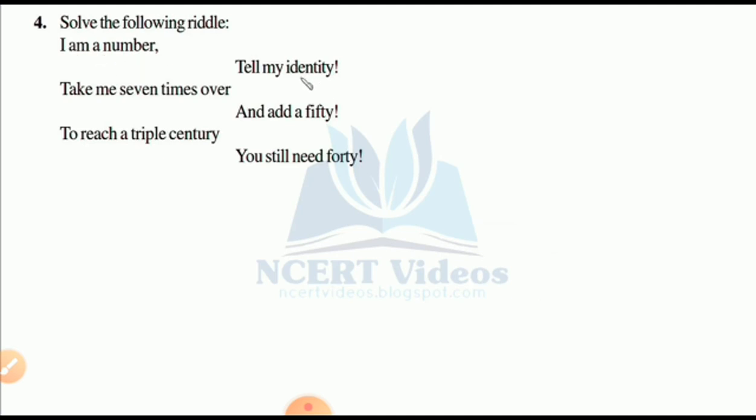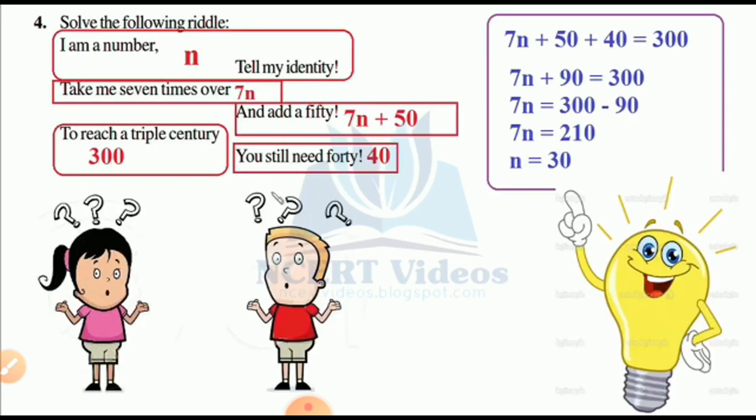Question number 4, last question and very easy. Puzzle. Yes. I am a number. Tell my identity. Take me 7 times over and add 50. To reach a triple century, you still need 40. Ha ha. Very good student. I am a number. Take n. Take 7 times, 7n. Add 50. 7n plus 50. To reach a triple century, 300. How much is it short? You still need 40.